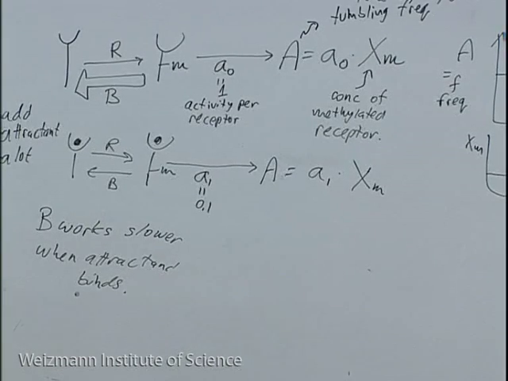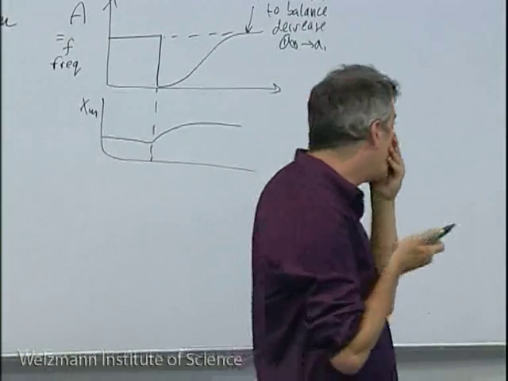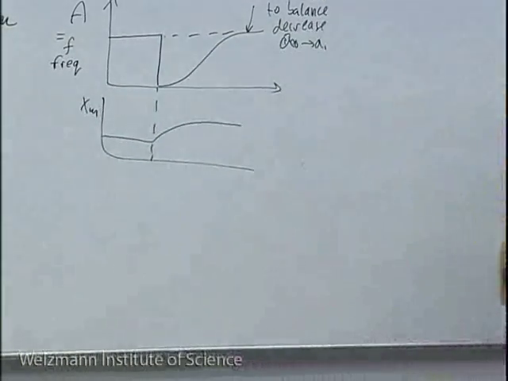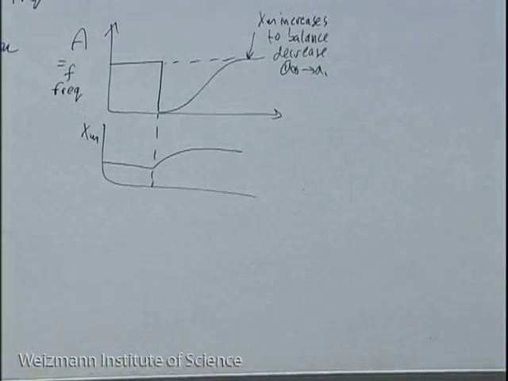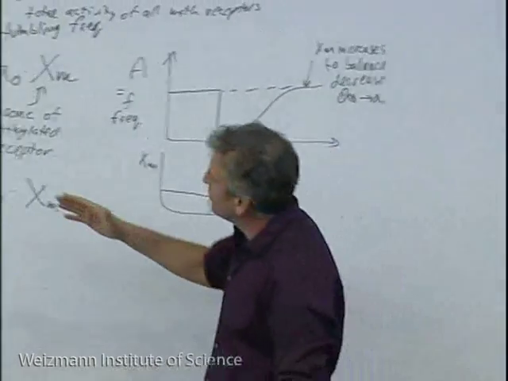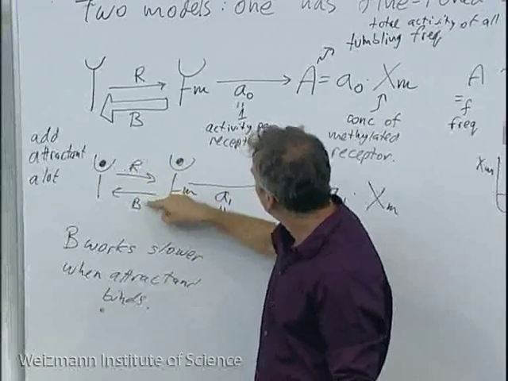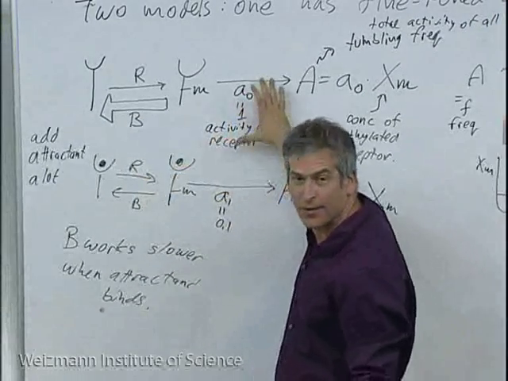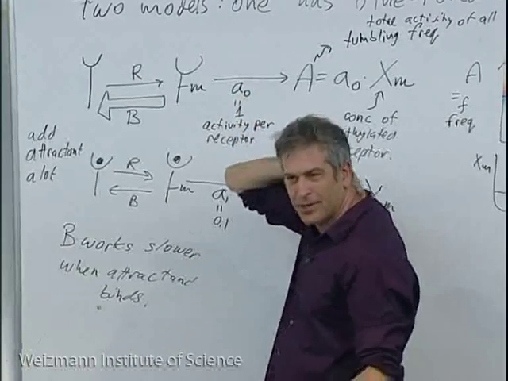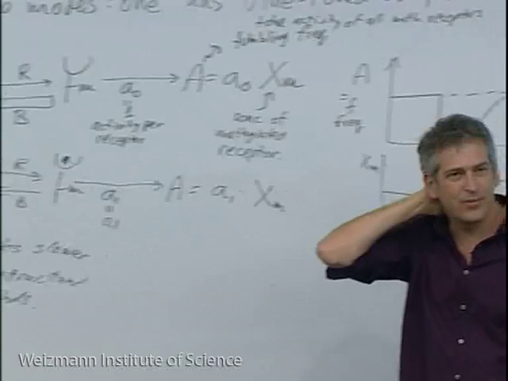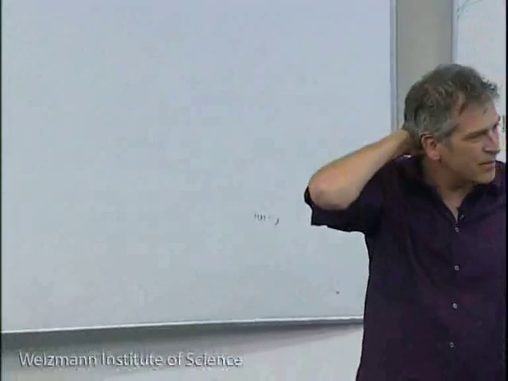But you have to choose parameters. The reason you have to choose parameters is because you have to match this decrease to this decrease. You have to match it exactly. If you don't match it exactly, you don't have exact adaptation. That's the problem here.